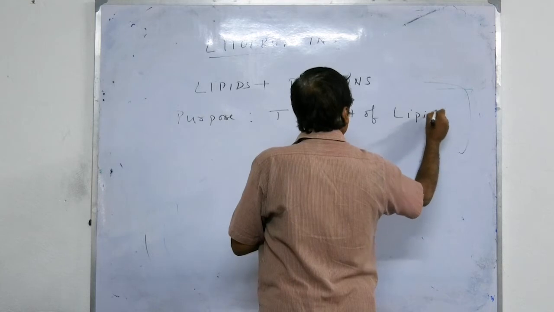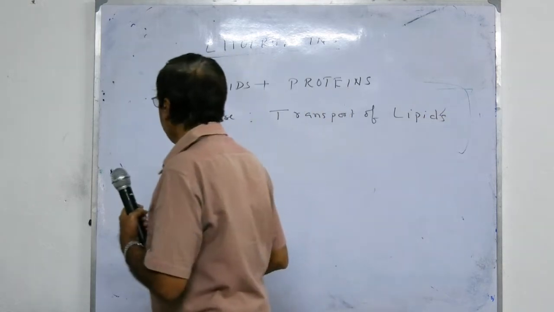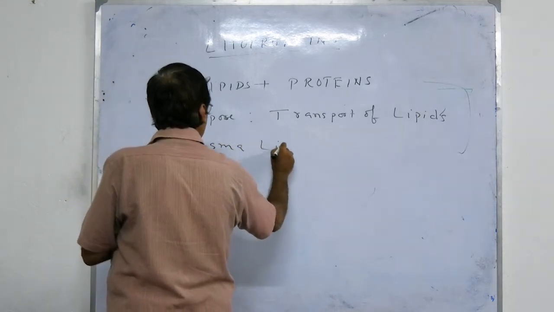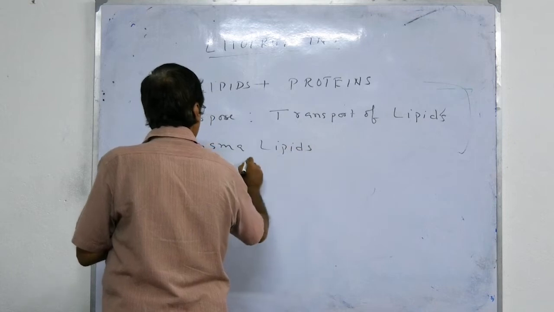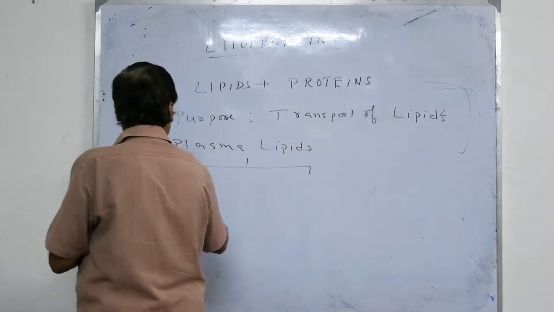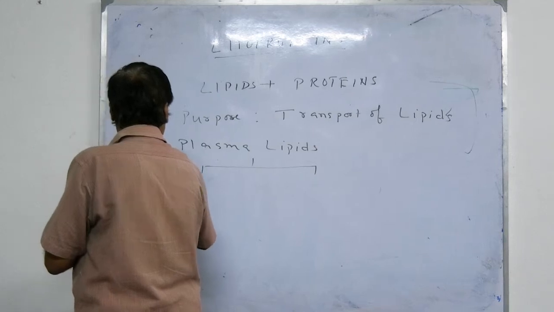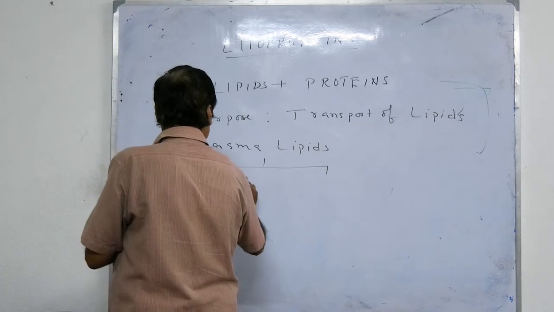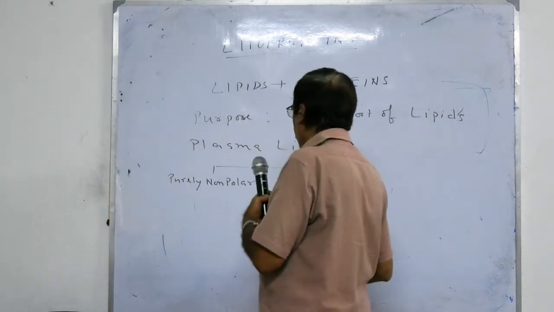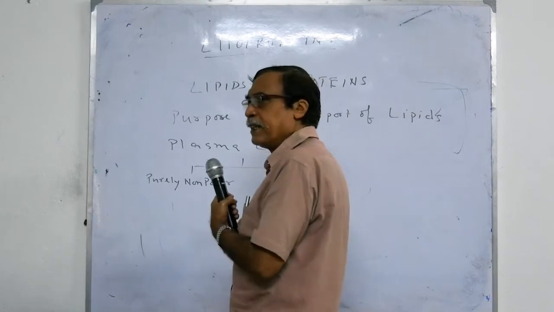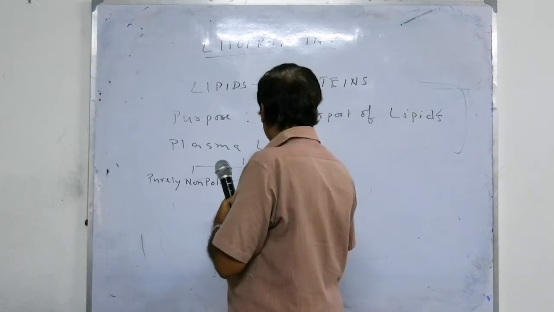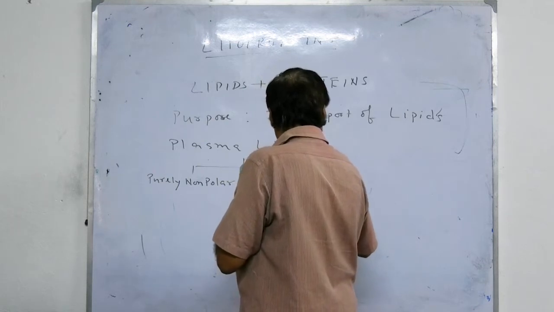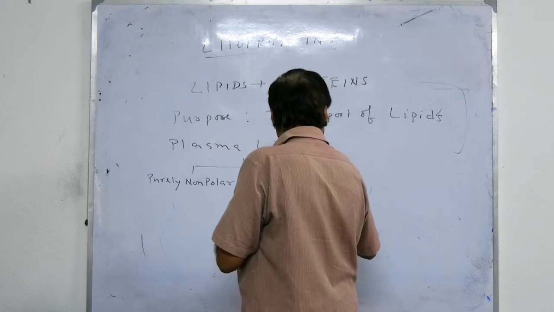Now, what are the lipids in our body, in our plasma? Plasma lipids are of two types. One is purely non-polar, and another is where both polar and non-polar properties are present, and that is called amphipathic. When polar and non-polar properties are both present in a substance, that substance is called amphipathic.